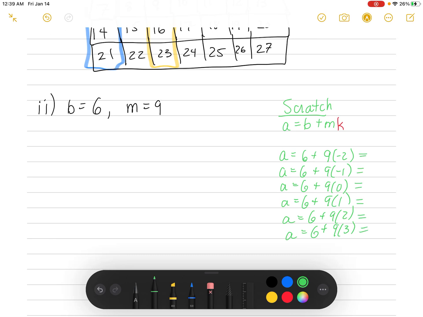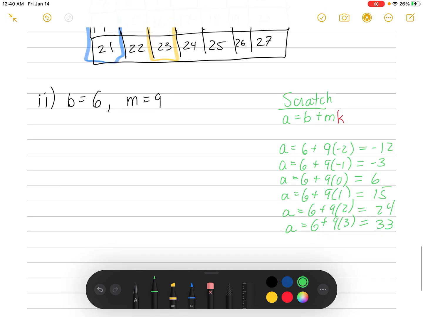Let's calculate these A's. These are all numbers that are congruent to 6 mod 9. The first one is 6 plus negative 18, which would be negative 12. The second one is 6 plus negative 9, which would be negative 3. The next one is 6 plus 0, which is 6. The next is 6 plus 9, which is 15. The next is 6 plus 18, which is 24. And the last one is 6 plus 27, which is 33, I believe. So the pattern you should see is these jumping up by 9. Negative 12 plus 9 is negative 3. Negative 3 plus 9 is 6. 6 plus 9 is 15. 15 plus 9 is 24. 24 plus 9 is 33.